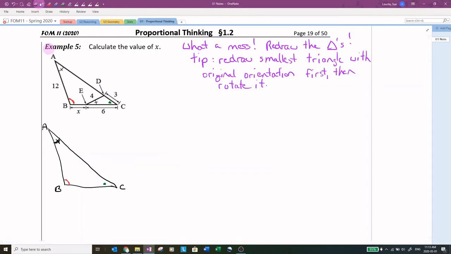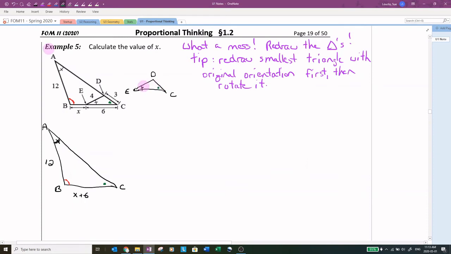Now I'm going to draw a version of the small triangle. Sorry, I should back up and put some numbers on this. The distance from A to B is 12, and the distance from B to C is x plus 6. Now I'm going to draw my smaller triangle up here, and it goes like this. This is point E, this is point D, and this is point C. Point E has the same angle as A, and point C is the green dot.